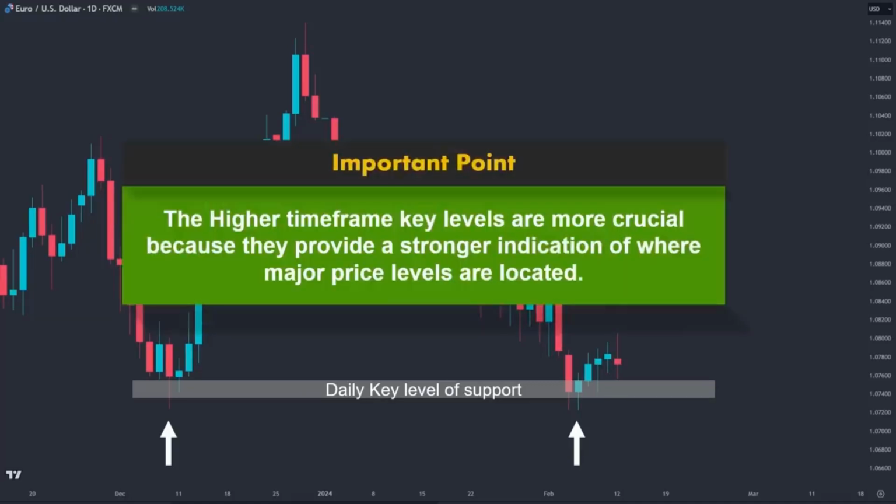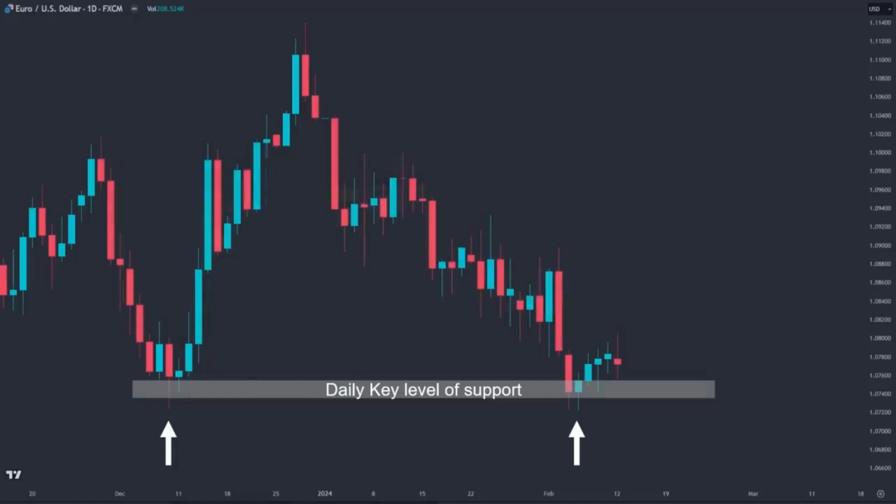The higher time frame key levels are more crucial because they provide a stronger indication of where major price levels are located and where the market is likely to react due to their stability and reflection of longer-term trends.